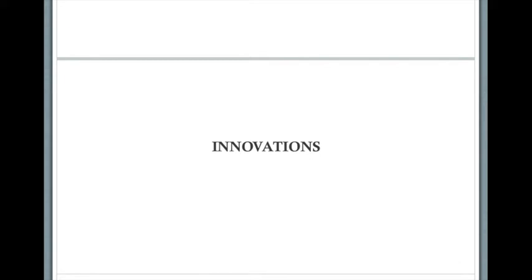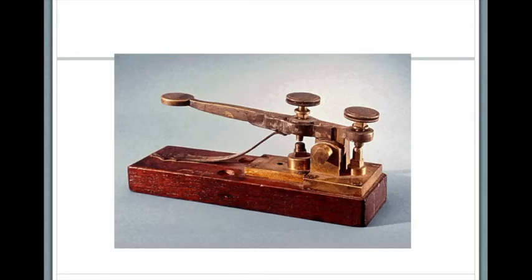All right, let's move on to innovations. First innovation I want to talk about is the telegraph. The telegraph helped improve communications, particularly between the eastern part of the country and the western part of the country.